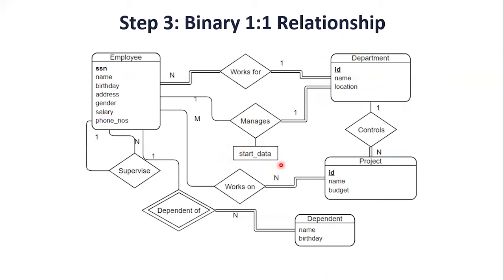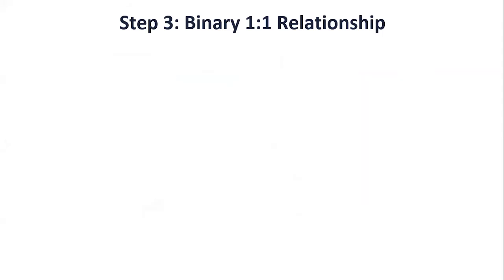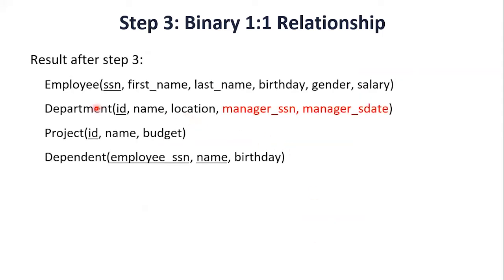And we also have some attributes under the manager's relationship. So this attribute will also go under the department relation. So we already had this from step 2 and step 1. So now we have included manager SSN, that is the primary key of employee, and manager SDate, which came from the start date of the manager's relationship.